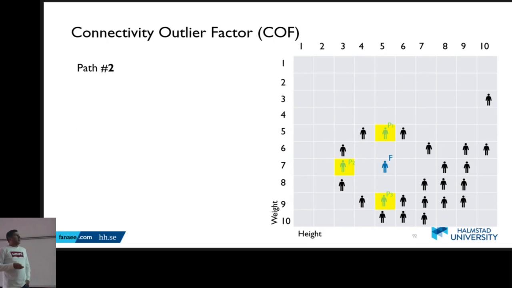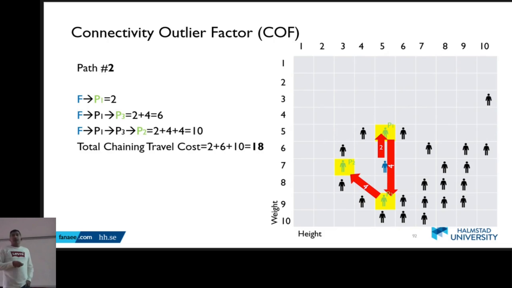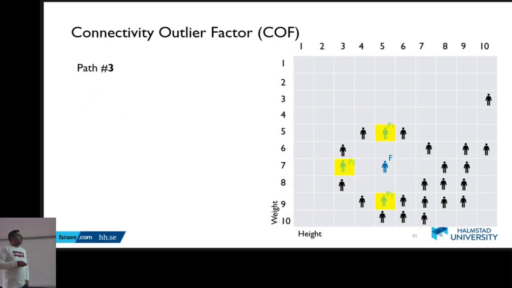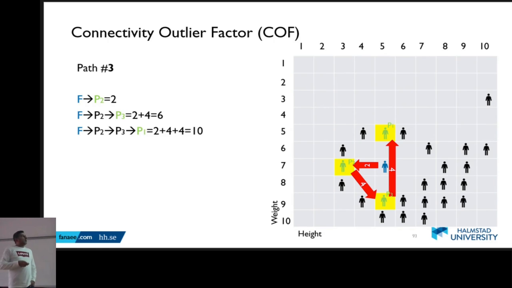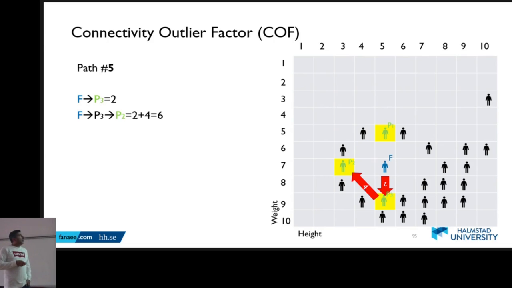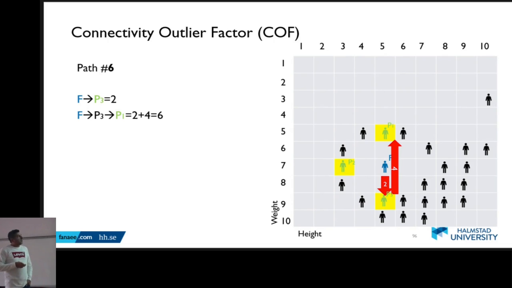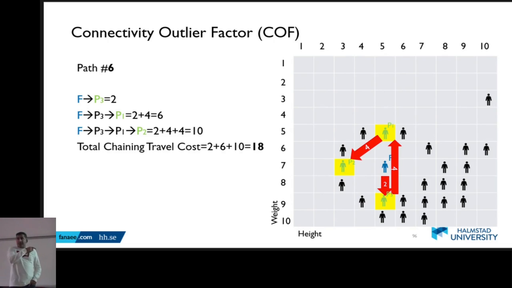So let's see another path. We go from F to P1 and then P3 and then P2. It becomes again 18, right? Then path number 3, we go to P2 and then P3 and then P1, is another way, right? Again 18. Path 4 again 18, path 5 again 18, and path 6 again 18. And this is a special case.